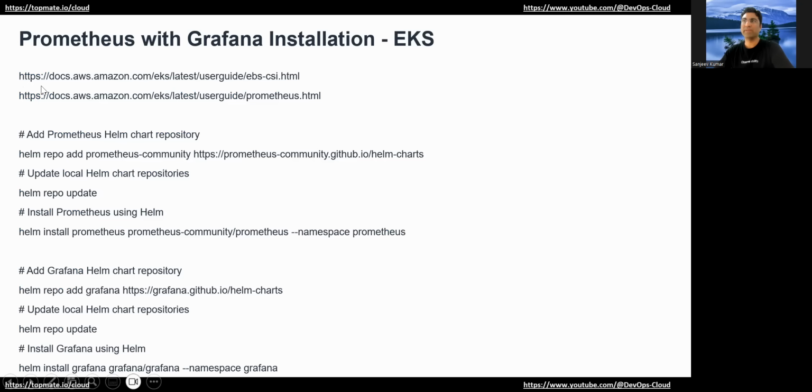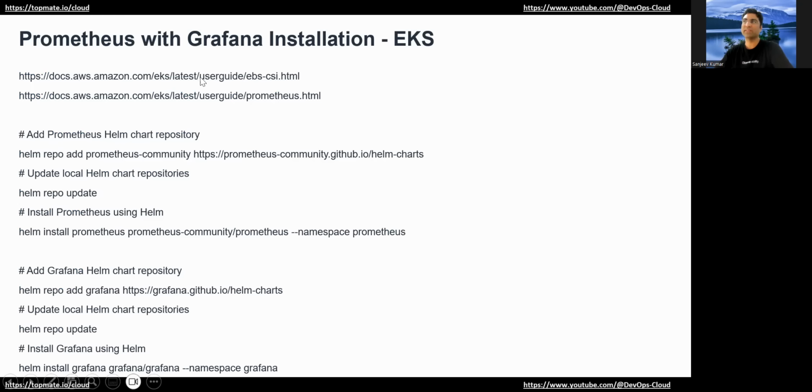So these are the two pages from AWS that I found are definitely required to be followed in sequence. And after that, you have these commands where you can install Prometheus and Grafana using a Helm chart. So first, we need to follow the first user guide and the second user guide, which is basically about setting up the storage class.